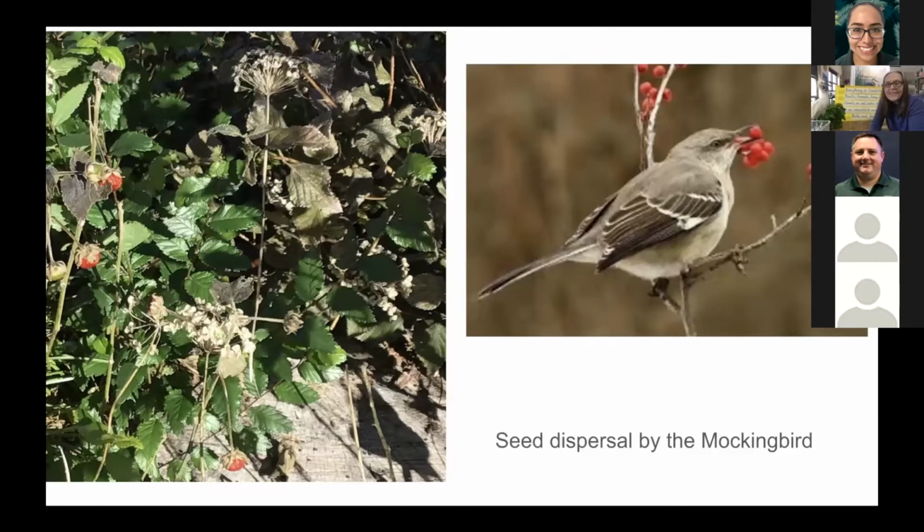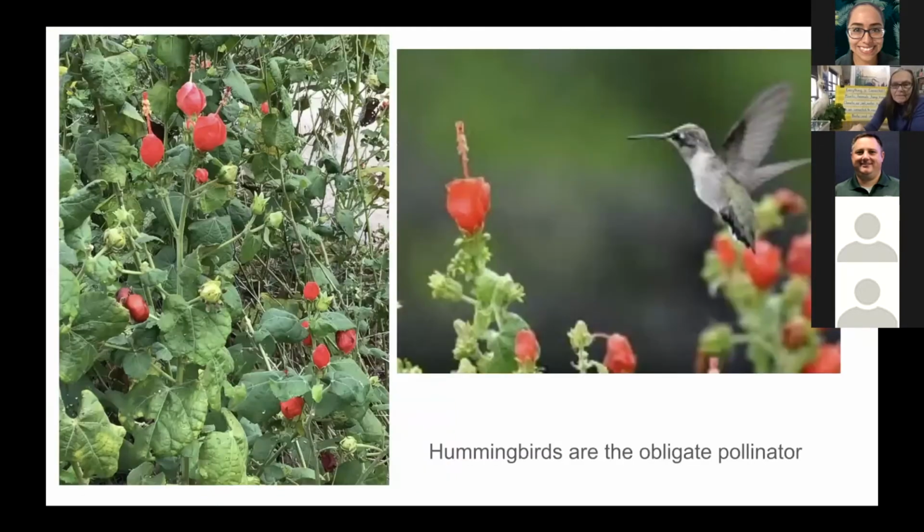And here's one that's still here. So the mockingbird likes to eat the red berries of this plant. And to make those berries, this plant has to be pollinated. And there's only one animal that pollinates this plant. So hummingbirds are what we call the obligate pollinator, meaning they're the only ones that will pollinate that plant.